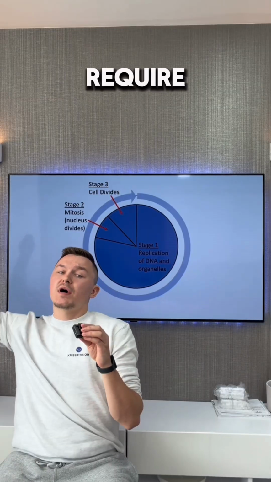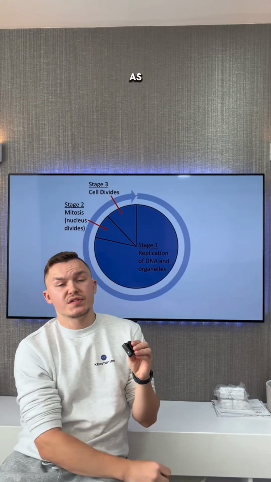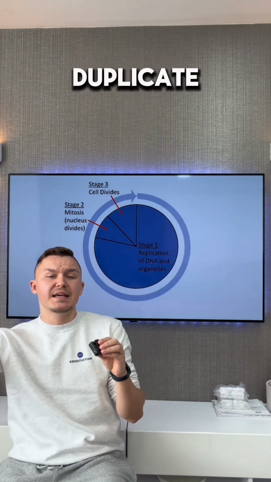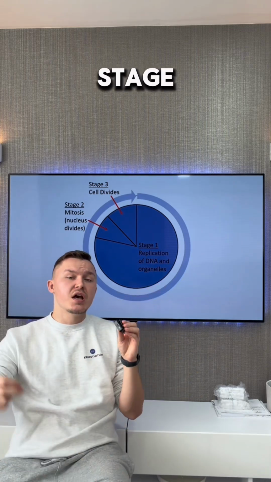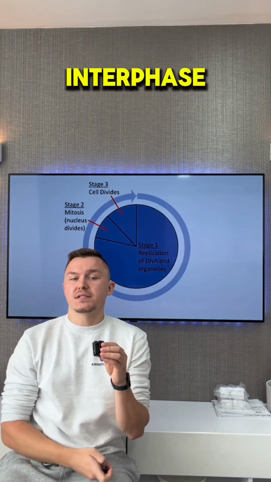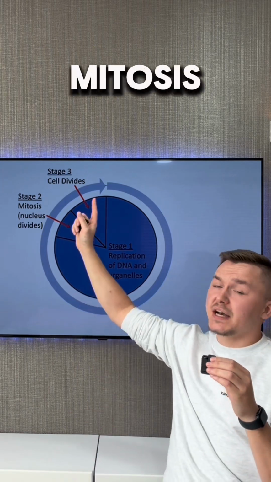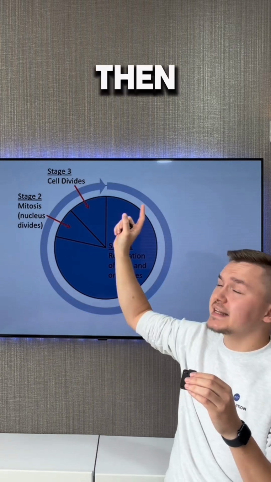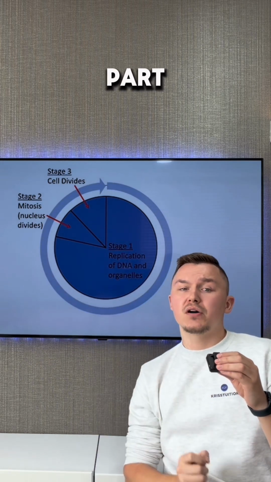And of course, we require double the number of subcellular structures as well. So your mitochondria, your ribosomes, your cytoplasm must all duplicate as well during this growth stage, otherwise known as interphase. And after this growth phase, we have mitosis, which is made up of separate stages, which we'll go through in a moment, and then the cell divides as the final part of the cell cycle.